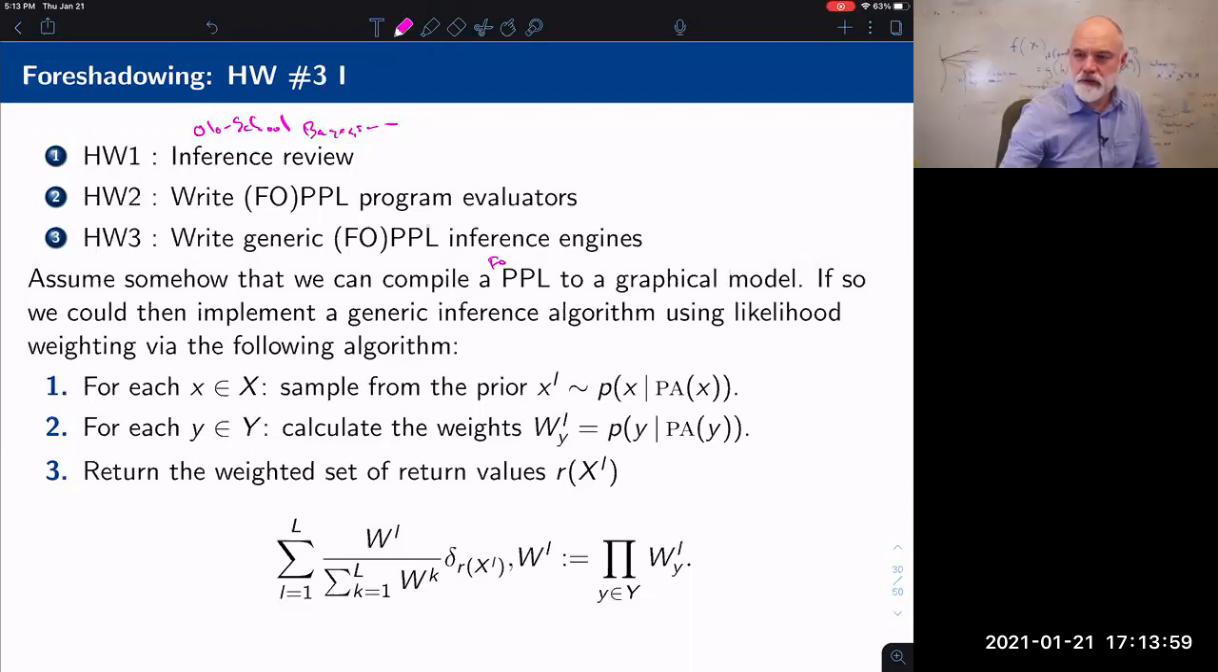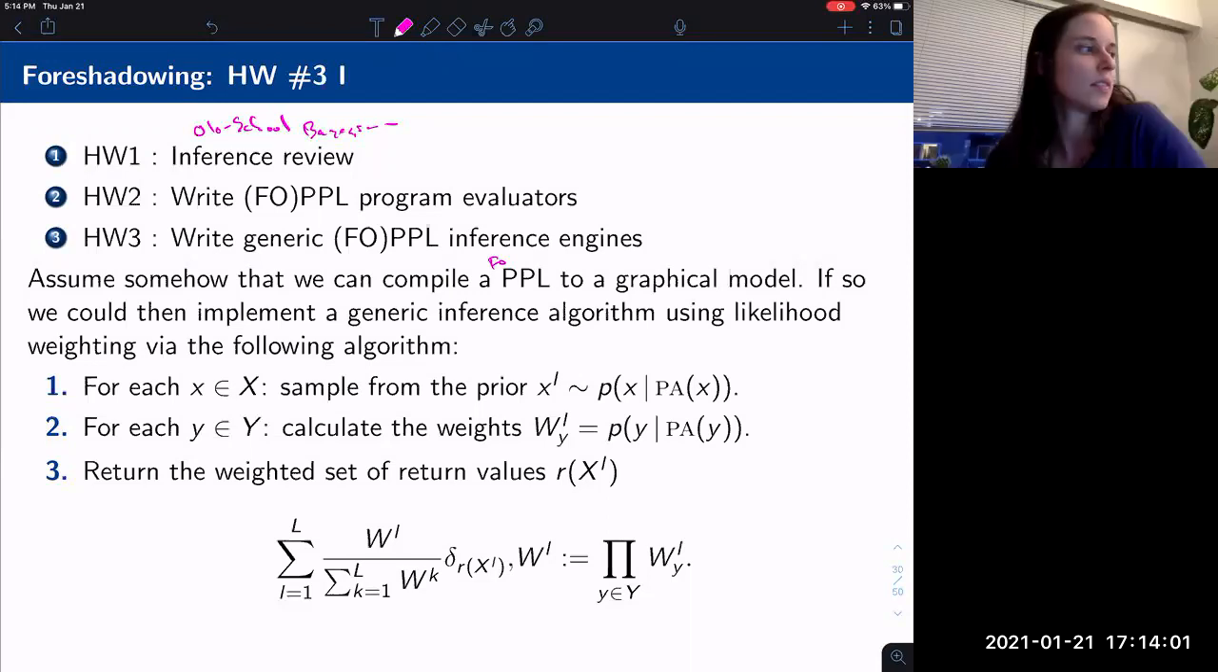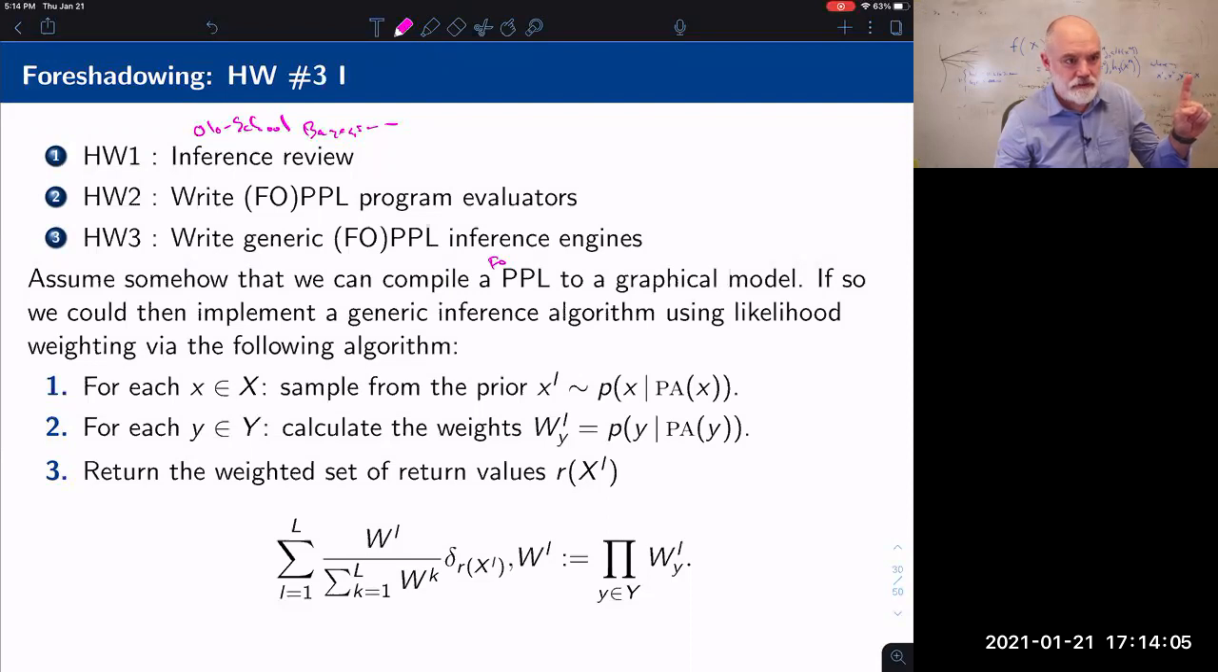Now, let's see. We can go through this. Question 1: show the gamma distribution is conjugate to the Poisson distribution. That's the same trick that I just did with the Dirichlet and discrete distribution. Show that the Gibbs transition operator satisfies the detailed balance equation. We'll do that. I'll give you the tools to think about that on Tuesday.